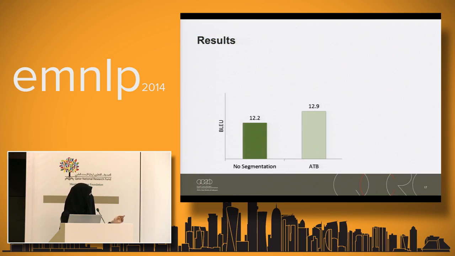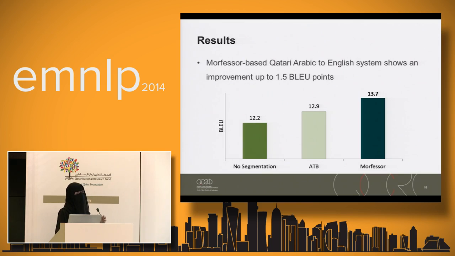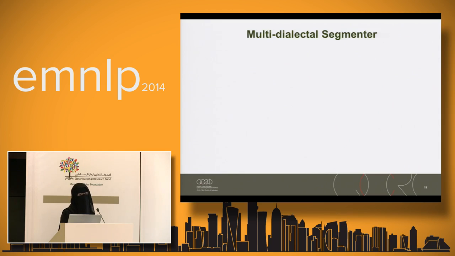So here, after training Morfessor on the data collected, we get an improvement of 1.5 over our baseline. So up to here, we are only using an unsupervised segmentation trained on the data collected. After that, we became interested in using the same setup to create segmenters for combinations of other dialects. So focusing on our Qatari to English machine translation system, we are interested in improving the quality by using resources in other dialects.